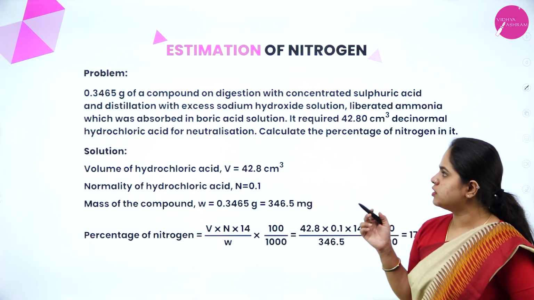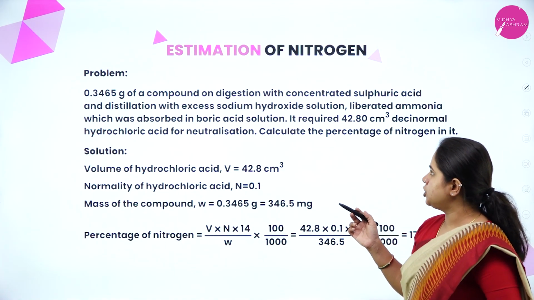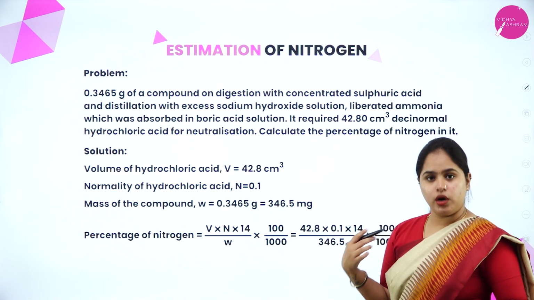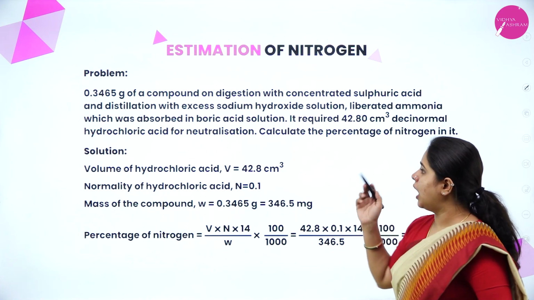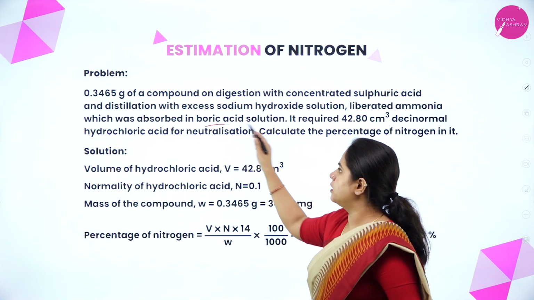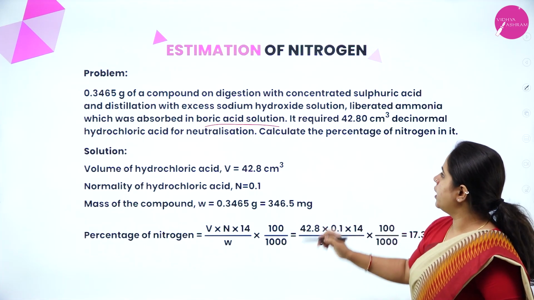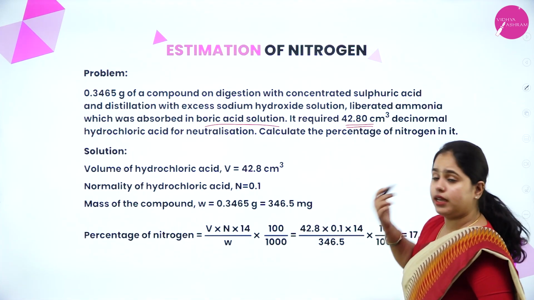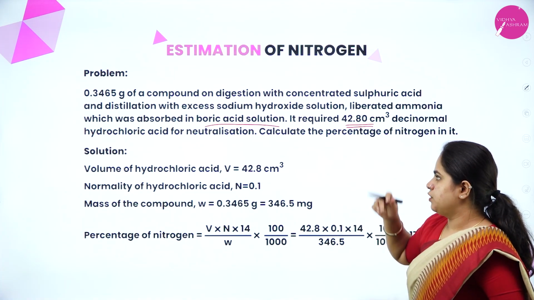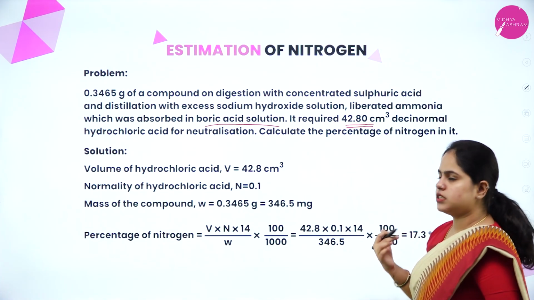So 0.3465 gram of a compound on digestion with concentrated sulfuric acid and distillation with excess sodium hydroxide liberated ammonia, which was absorbed in boric acid solution. So our standard acid here is boric acid solution. It required 42.80 centimeter cube decinormal hydrochloric acid for neutralization. Calculate the percentage of nitrogen.